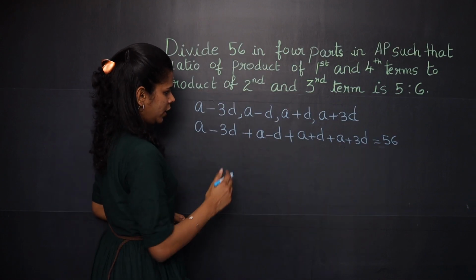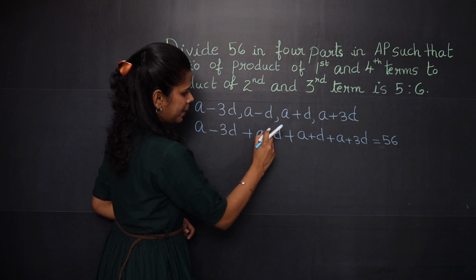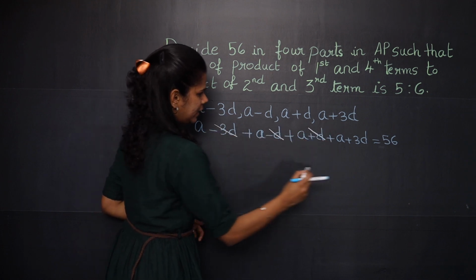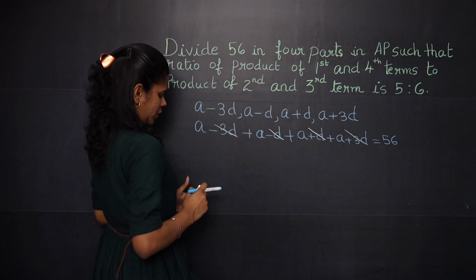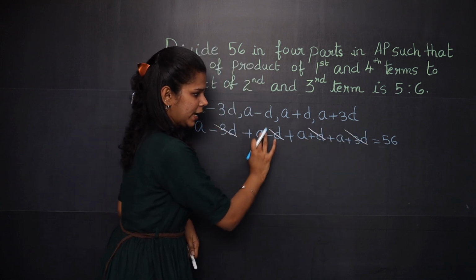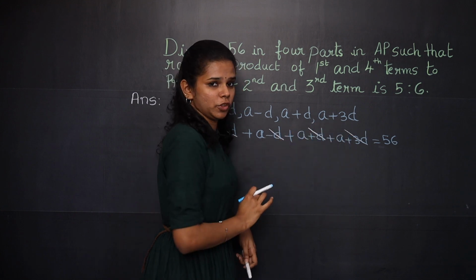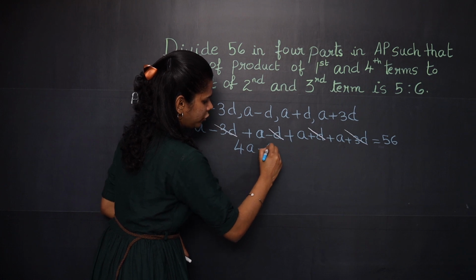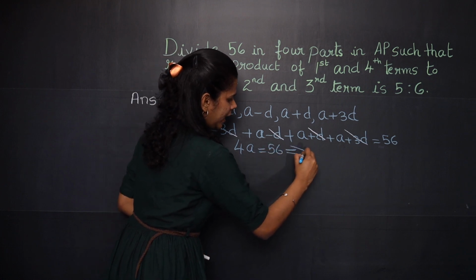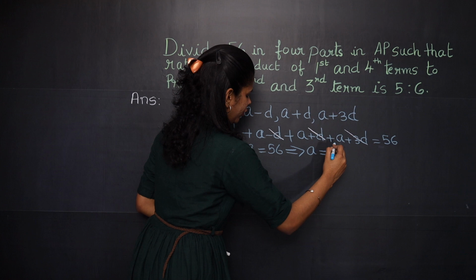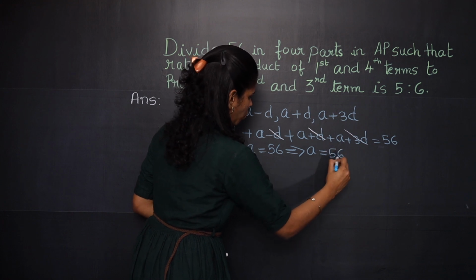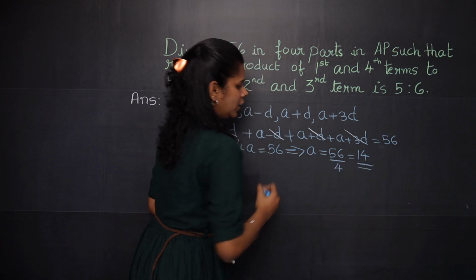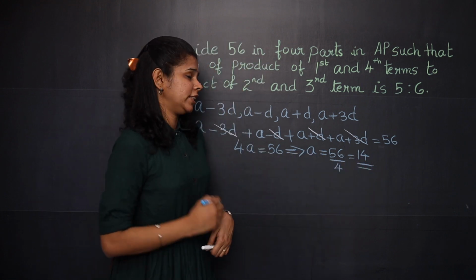So here you can cancel minus d and plus d and minus 3d and plus 3d. So what does a plus a plus a plus a give you? 4a. So 4a is equal to 56, which means a is equal to 56 divided by 4, which is equal to 14. Now look at the next condition.